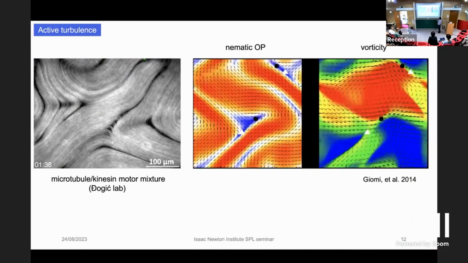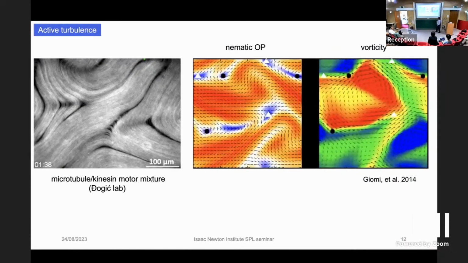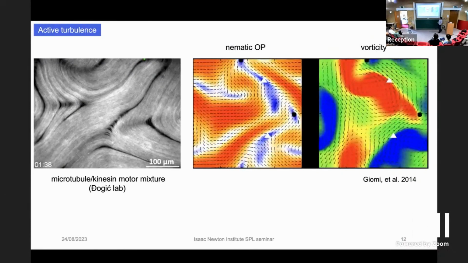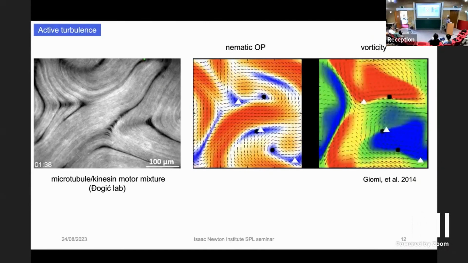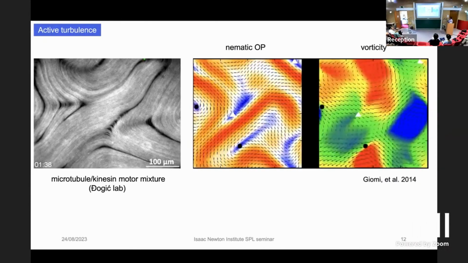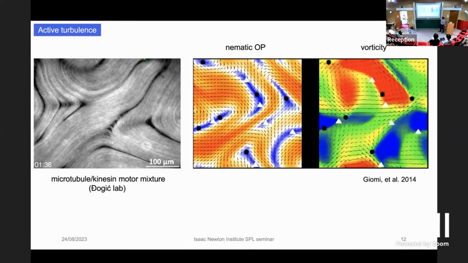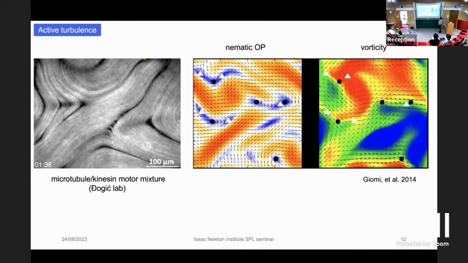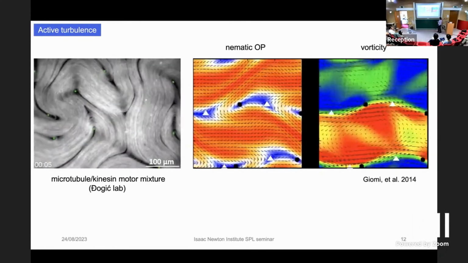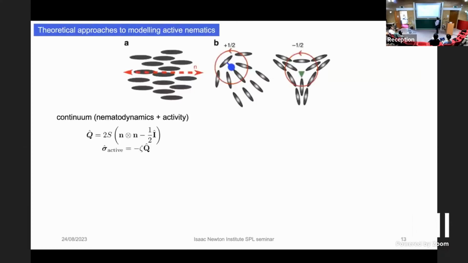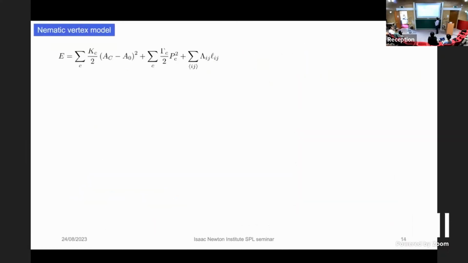So this is a nematic, and if you add an active term to this, you get what's called active turbulence, which means that these topological defects are spontaneously created and annihilated. And we're not going to go into this. Everybody knows much more about this than I do. Okay, good. I'm going to skip this because everybody knows what nematics are.